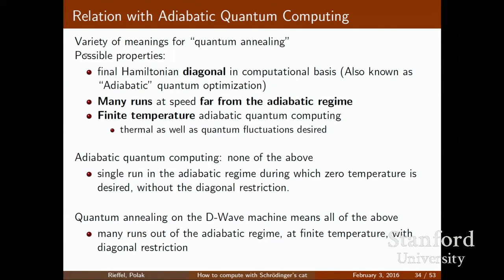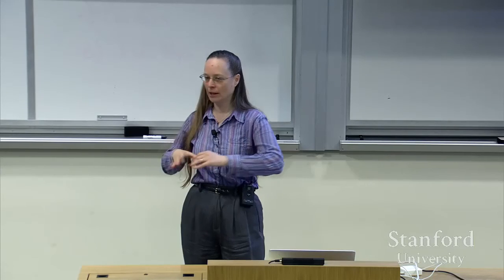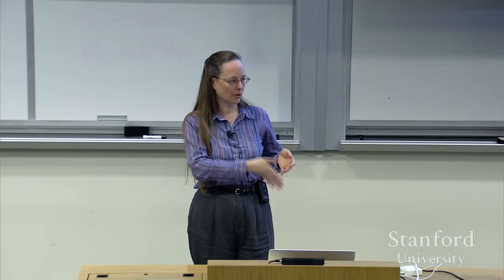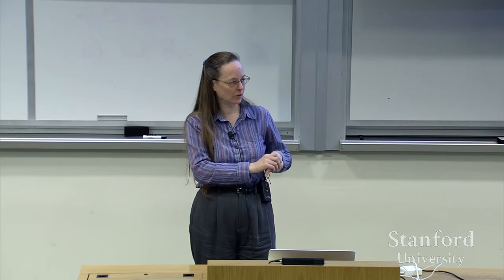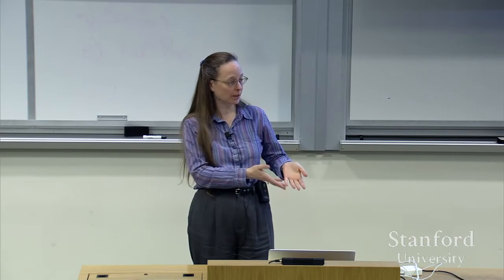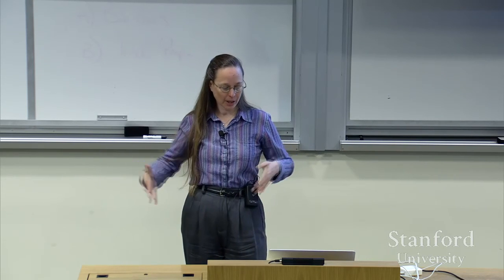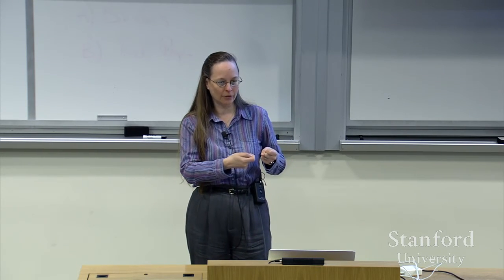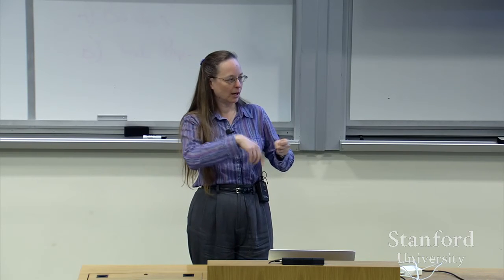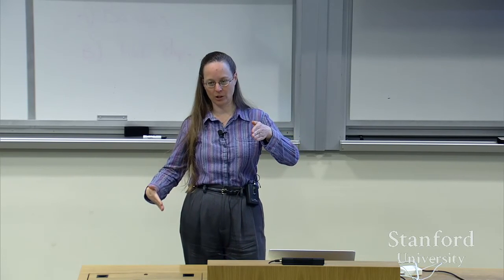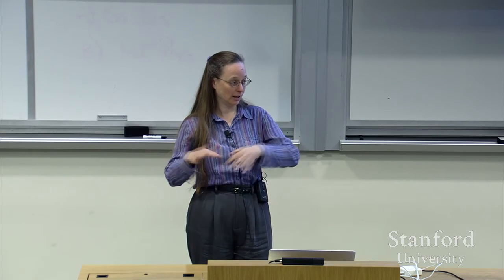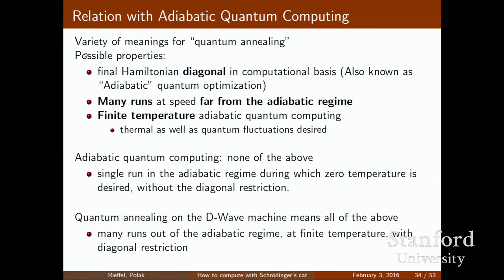Also, in the adiabatic case, you want to start in the ground state. In quantum annealing, one generally starts in a thermal state with a distribution over states, with some probability of being in the ground state and some probabilities of being in higher states. And you may want to take advantage of thermal fluctuations there, including thermal relaxation to get you back down into the ground state in quantum annealing. Whereas in adiabatic quantum computing, none of the above holds.